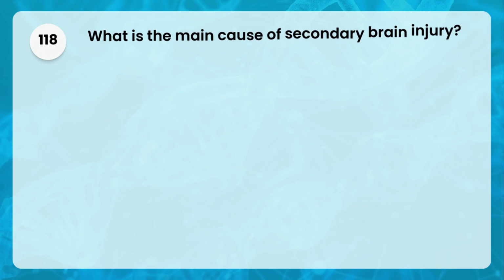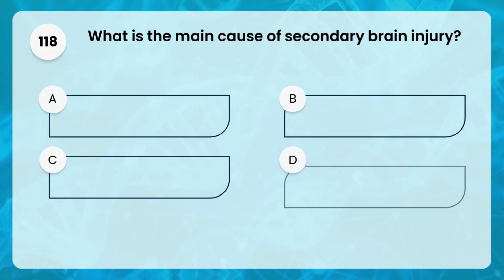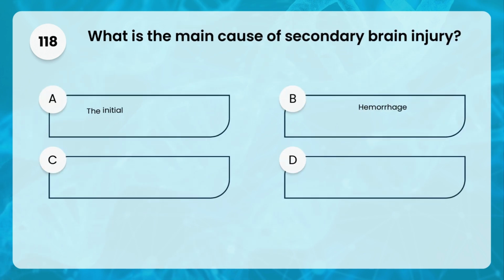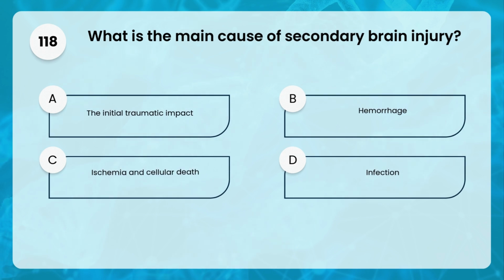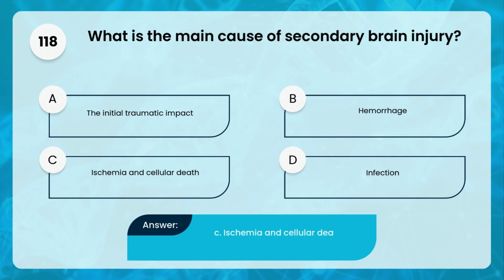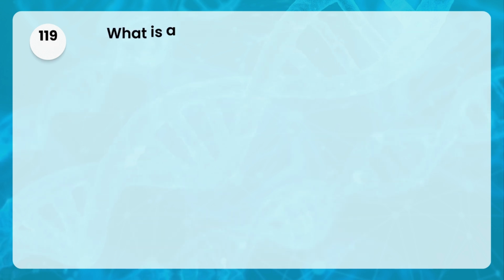118. What is the main cause of secondary brain injury? A. Initial traumatic impact. B. Hemorrhage. C. Ischemia and cellular death. D. Infection. The answer is C. Ischemia and cellular death.